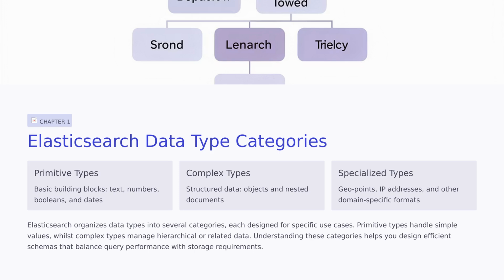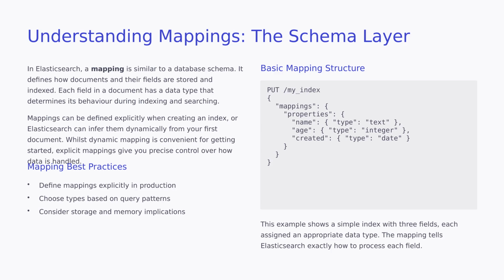By understanding these distinctions, you can craft schemas that optimize query performance and storage utilization. Choose the right type for your data needs and unleash the power of Elasticsearch's versatile categorization. In Elasticsearch, a mapping acts as a blueprint for how documents and fields are stored and indexed, akin to a database schema. Each field's data type dictates its behavior during indexing and searching. While mappings can be inferred dynamically, explicitly defining them offers precise data control.